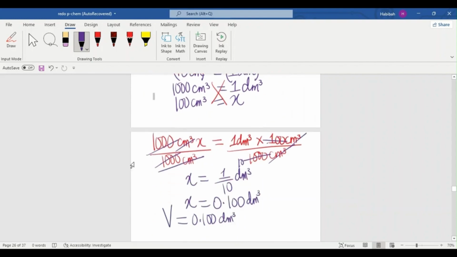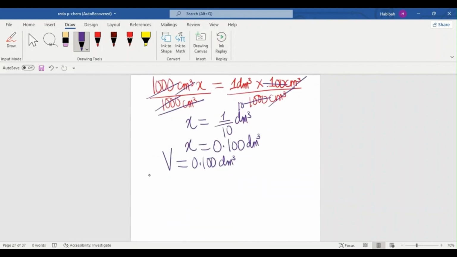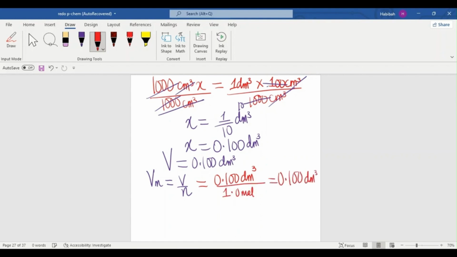Next thing we have to do is to determine molar volume. Like we've said, molar volume is just simply volume divided by number of moles. So volume will be 0.100 decimeter cube divided by the number of moles, which is 1.0 mole. So what we end up with is 0.100 decimeter cube per mole. So that's it. Now, we've successfully done a lot.